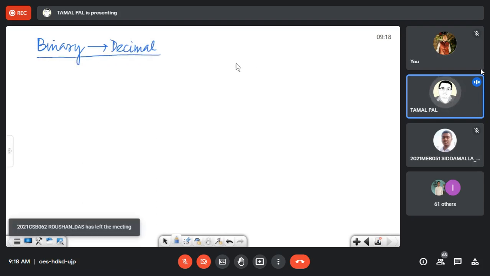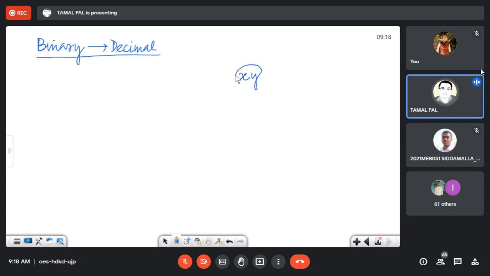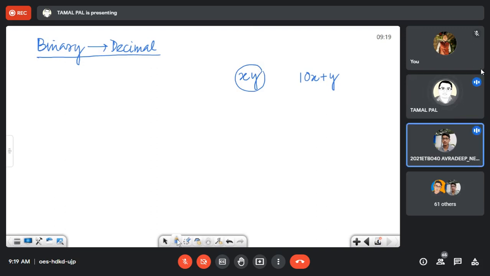So before converting binary into decimal, just forget about the number system. In your class 6 or 7, I think you faced a kind of problem: if two digits of a number are x, y, then what is the number? Let's say the two digits are x and y. Then what is the number? 10x plus y. 10 into x plus y. Now, how can you say this? Because, sir, it is the decimal system.